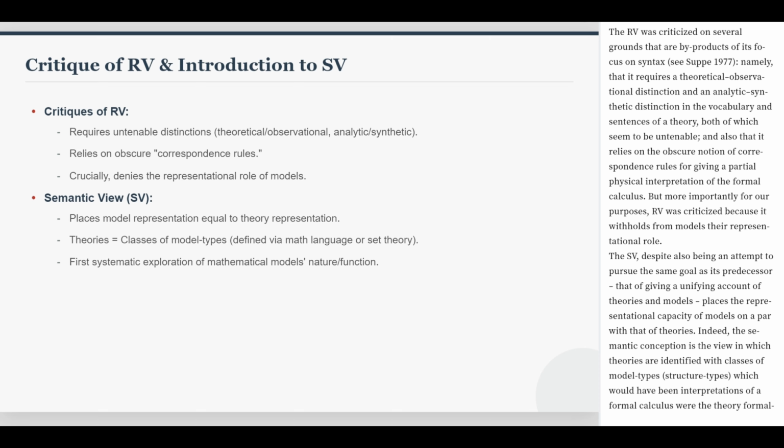SV flips the script. It says, models are the stars here. A theory is essentially the collection of all possible model types it could generate. Whether defined using the math of the theory itself or via set theory, the focus shifts to the models. This was a huge deal because it was the first major attempt to systematically analyze what mathematical models are and how they work in science. It really highlighted their importance as guides to understanding the world.